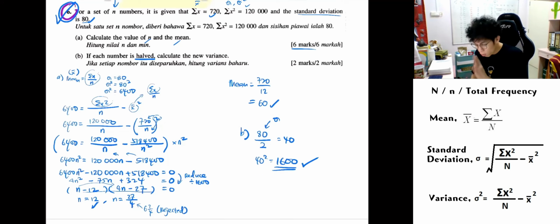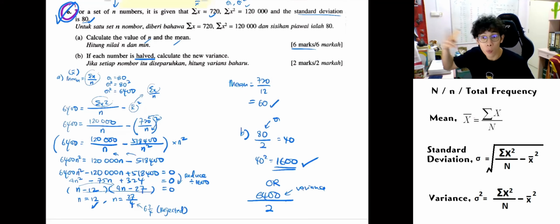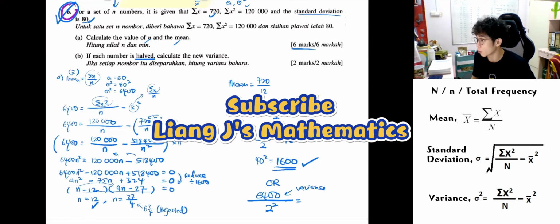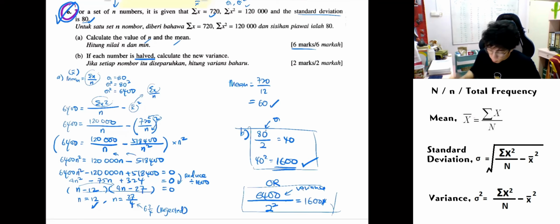Or some of you will say, teacher, just now I thought you got 6400 as the variance, right? So I will divide by what? Everyone, can you tell me what you have to divide by to get the new variance answer? Can you divide by 2 only? Remember I said cannot. Why? Because for variance, you have to square the affected value, like I mentioned at the end of class last week. So you have to divide by 4. Then you'll be able to get your answer as 1600. So see which one you want to use.